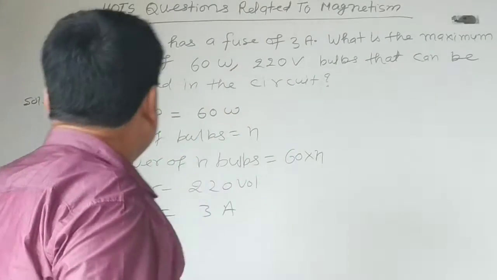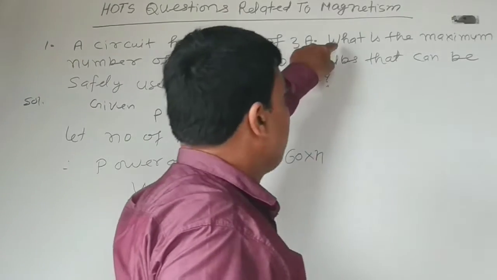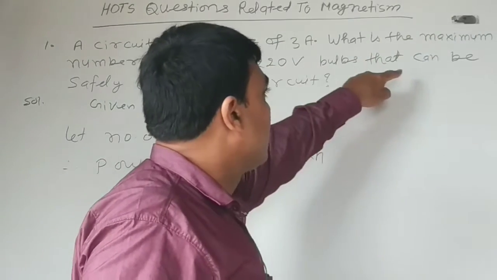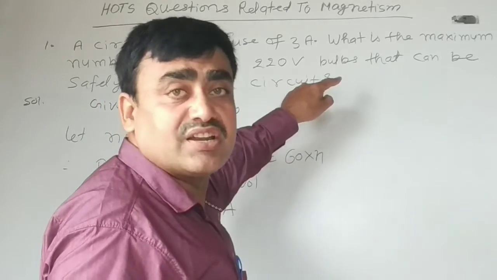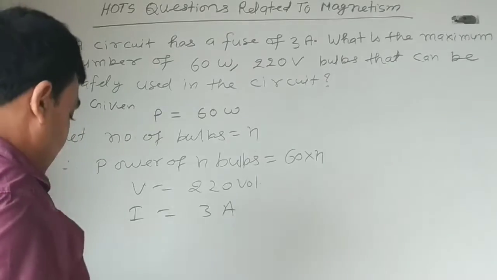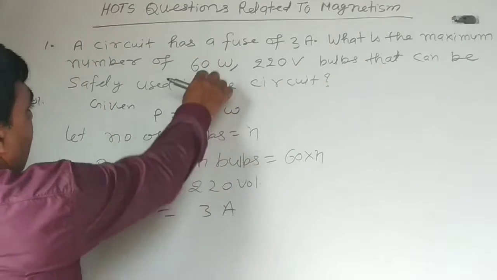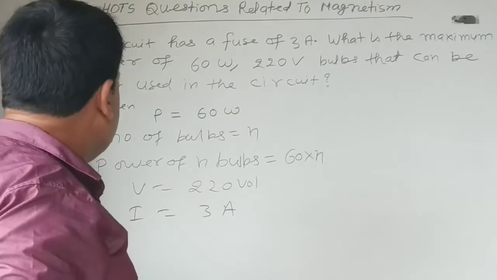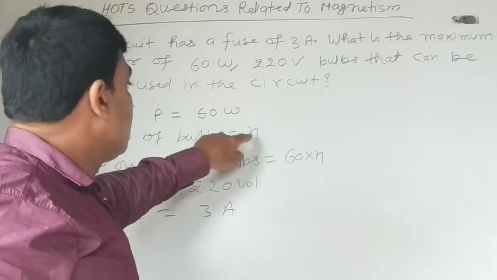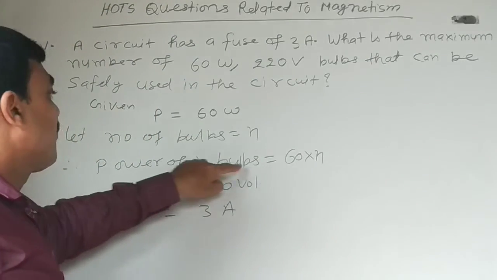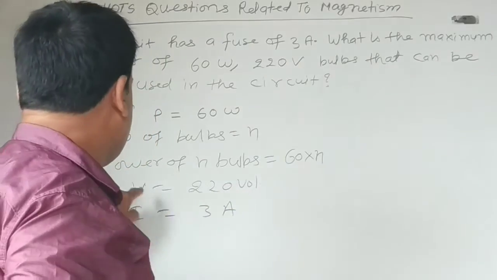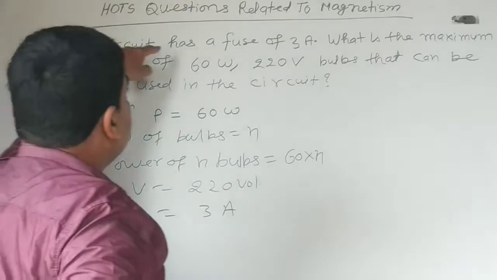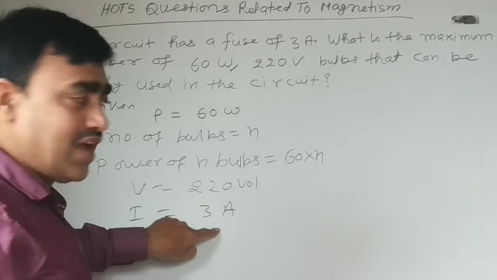Here is one question: a circuit has a fuse of 3 ampere. What is the maximum number of 60 watt 220 volt bulbs that can be safely used in the circuit? Here P is equal to 60 watt, that means power of one bulb is 60 watt. Let the number of bulbs be n. Therefore power of n bulbs is equal to 60 into n. V is equal to 220 volt according to your question, and the circuit has a fuse of 3 ampere, therefore I is equal to 3 ampere.